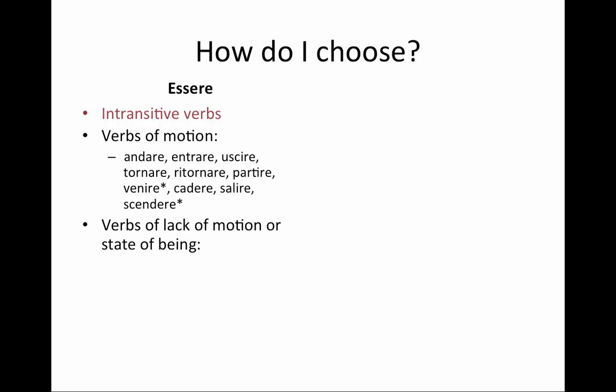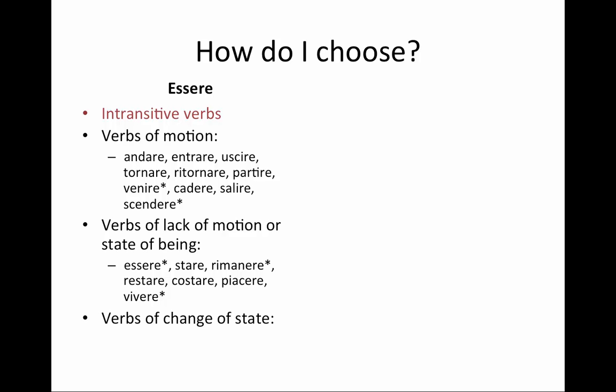Verbs of lack of motion or state of being will use essere very often, such as essere itself, stare, rimanere, restare, costare, piacere, vivere. Here, verbs denoted with an asterisk are all irregular in their past participle. So, for example, venire is venuto, scendere sceso, essere stato, which incidentally makes it identical to stare in the passato prossimo, rimanere rimasto, vivere vissuto.